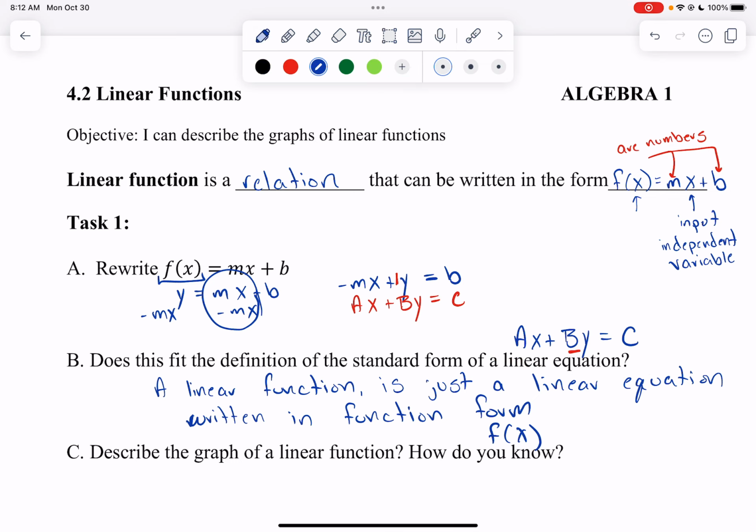So describe the graph of a linear function. How do you know? Well, it's a line. Because why? It's a linear equation. And all linear equations graph lines.